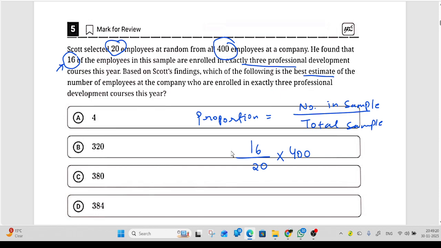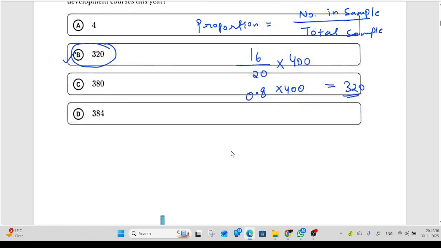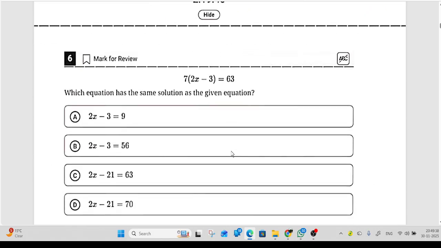So first, if we divide 16 by 20, we are going to get 0.8. We times it with 400. So this gives us 320. So this is our estimate, 320. Okay, let's see the next question.